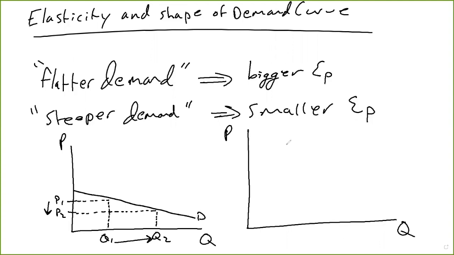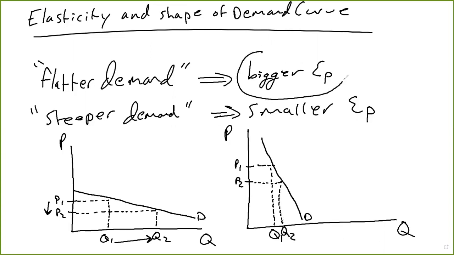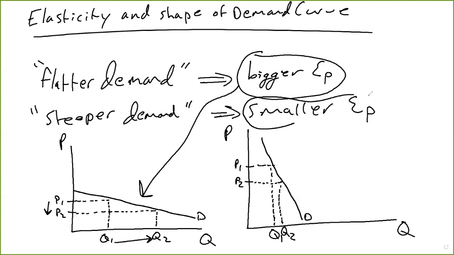On the other hand, when we have steeper demand, that means we have a large slope or a large rise over run. And so our demand curve is going to look something like this. And if we take a similarly sized change in price as before, we get a very, very small change in quantity demanded, as you can see here. So again, larger elasticities correspond to flatter demand curves, and smaller elasticities correspond to steeper demand curves.